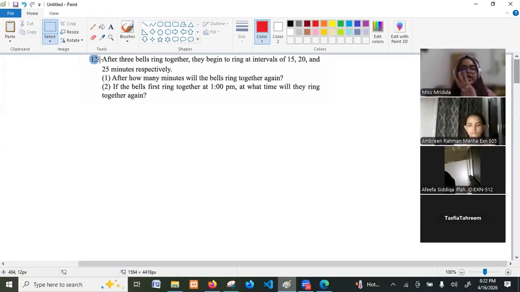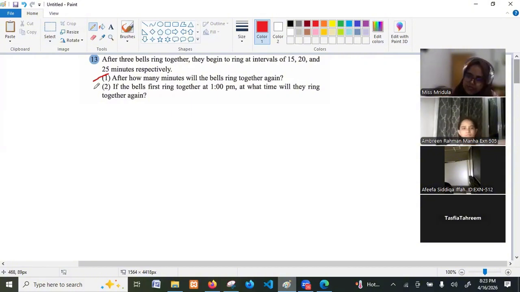After 3 bells ring together, they begin to ring at intervals of, that means after every 15 or 20 or 25 minutes, that's the interval, the gap between two ring bells. So 3 bells at first rang together, but then the first one rang after every 15 minutes, the second one after every 20 minutes, and the third one after every 25 minutes. But they are asking in the first part, after how many minutes will the bells ring together again?